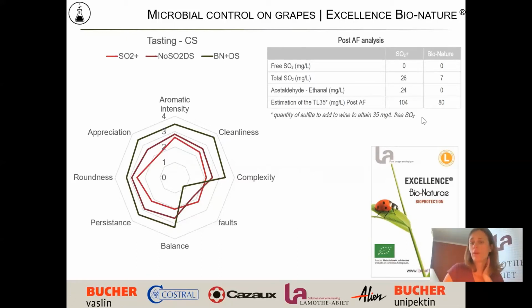Okay, so if you look at the last line of this graph, we are looking at how much sulfur we need to arrive at 35 milligrams per liter of free, and basically there is a 24 sulfur difference here. Okay, so it's interesting to see that we make cleaner wine without sulfur, and also wine that will have a better use of sulfur later in the process.